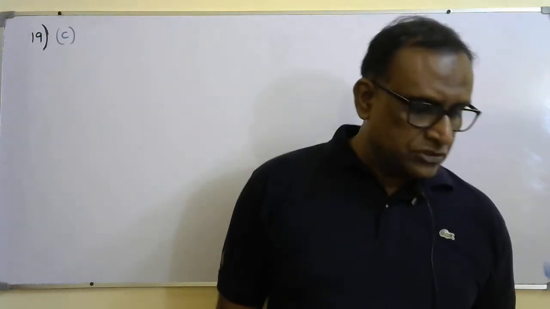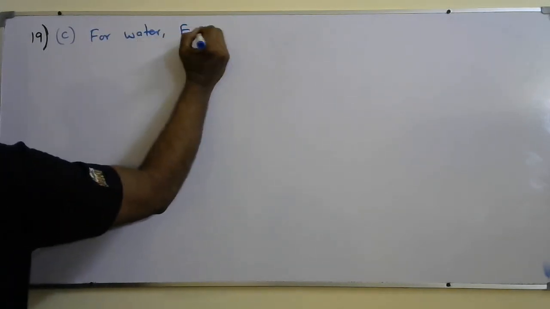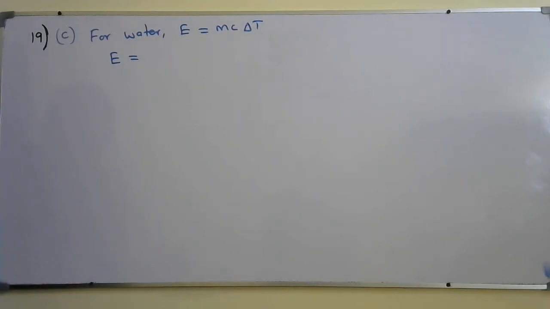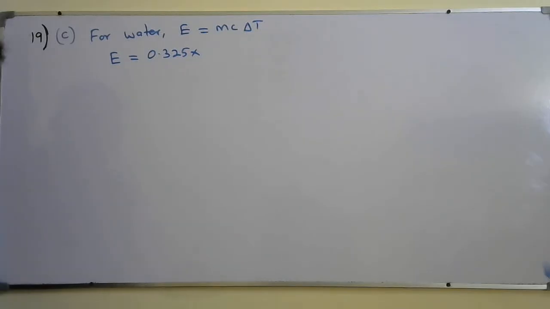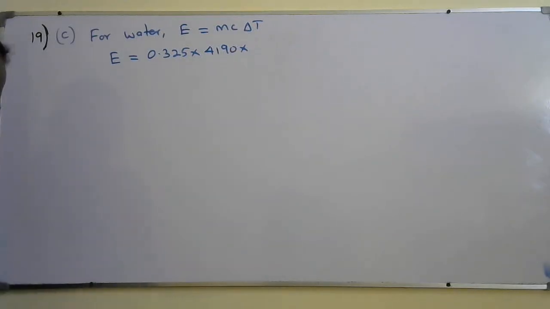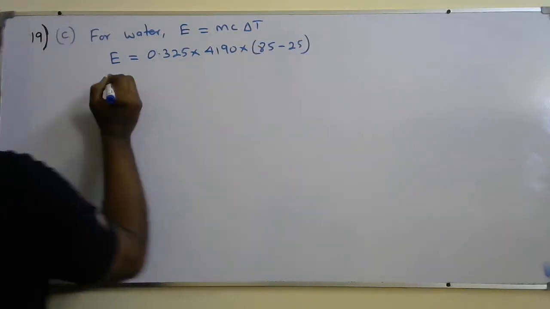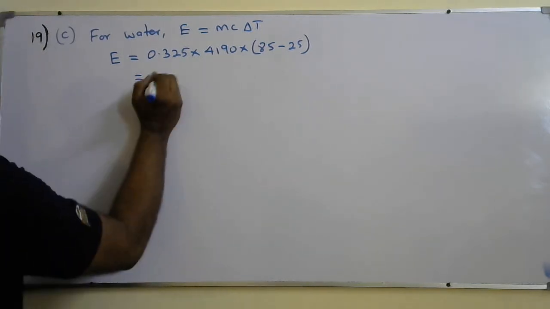So we can say the heat absorbed by water is E equals mc delta T. So E is equal to, mass of the water 0.325, so 325 gram converted to kilograms, specific heat capacity is given as 4190, and the temperature change is 85 minus 25. So the energy will be 81,705.